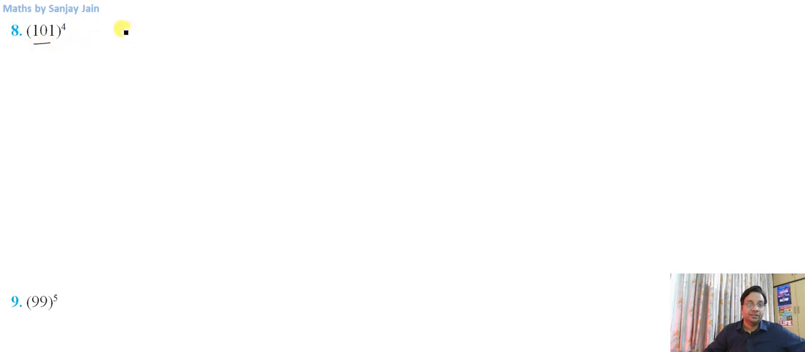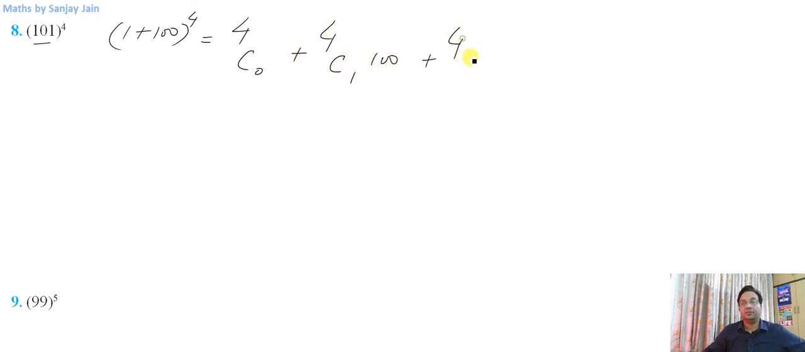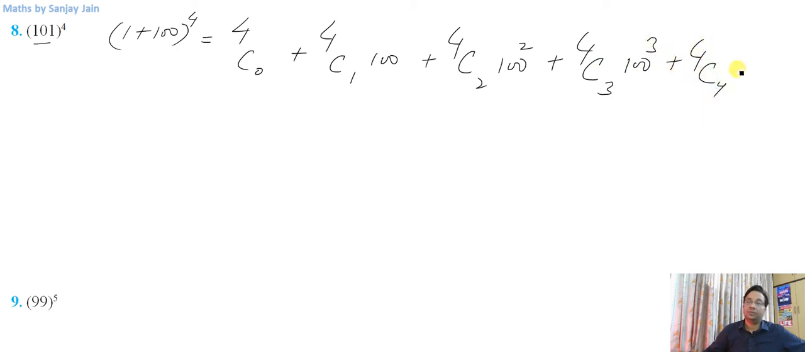So this is 101 raised to power 4. So let me write it as 1 plus 100 raised to power 4. Right, 1 plus x raised to power 4. So what will be the expansion? 4c0 plus 4c1 100 raised to power 1 plus 4c2 100 squared, 4c3 100 cubed, 4c4 100 raised to power 4.